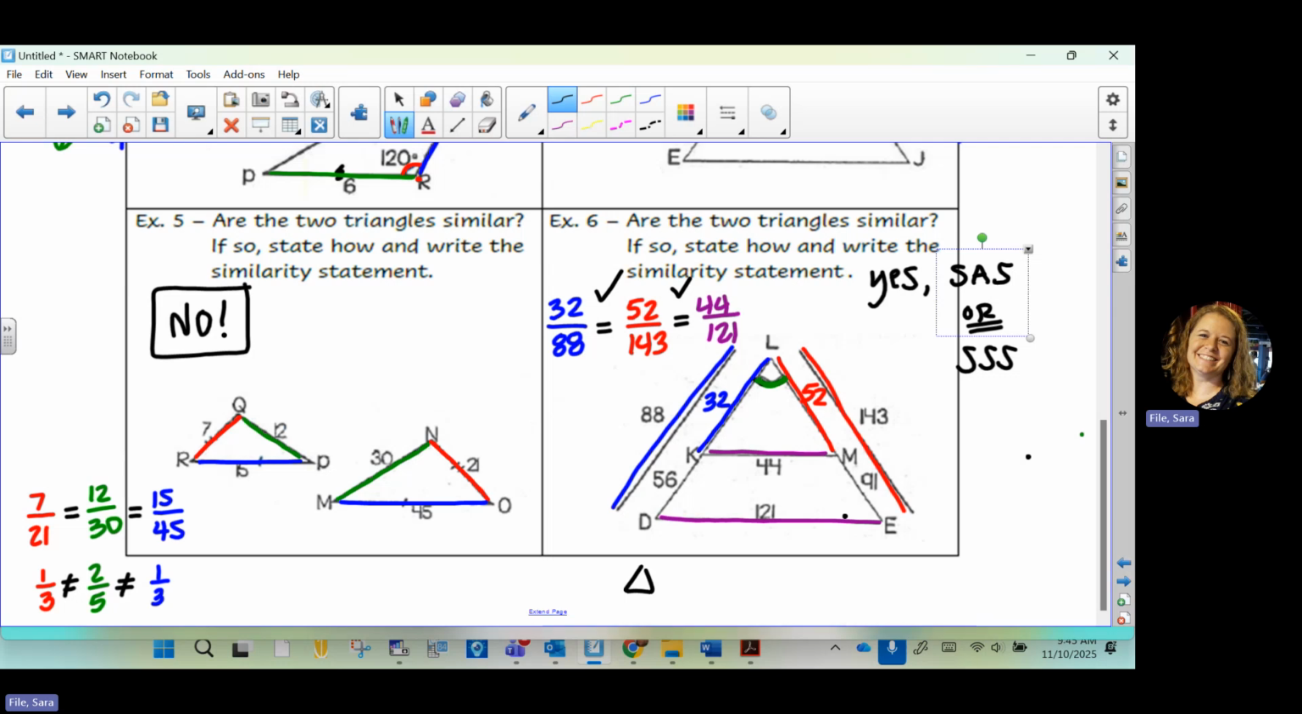So then when I name my triangles to give my similarity statements, what do you want to name? Let's go small first. What do you want to name the small one? LKM is what I heard first. So I would have to start with L for the large triangle. And then what would correspond to K? D. And what would correspond to M? E.